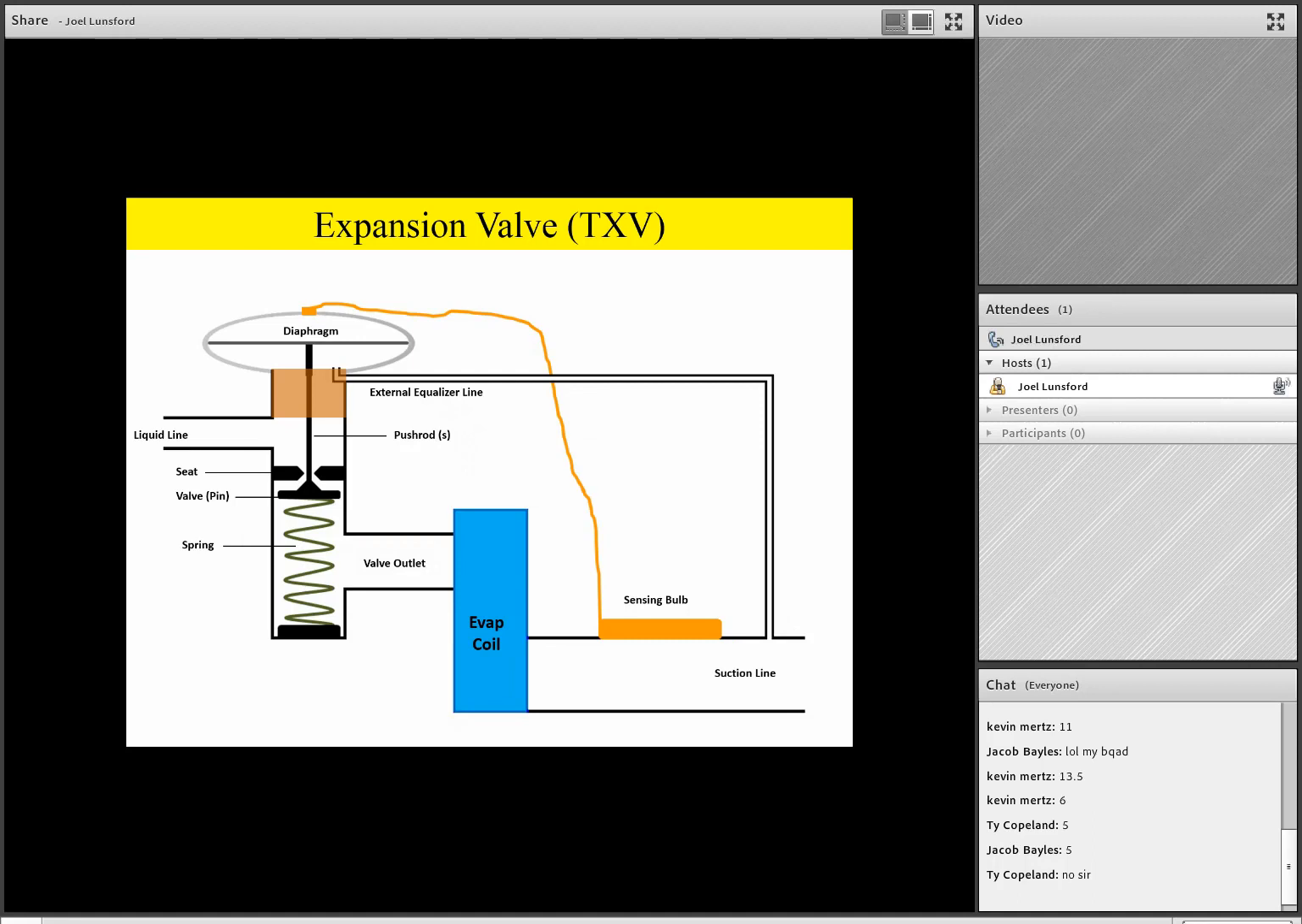It should be noted an expansion valve is the best type of refrigerant control available on a refrigeration circuit. It does have some moving parts. There is a degree of complexity with it. However, it's the best for refrigerant control.